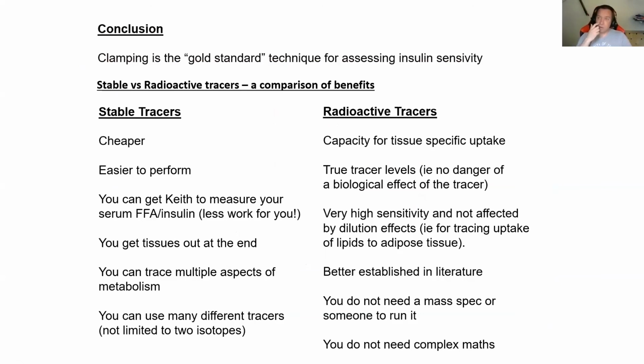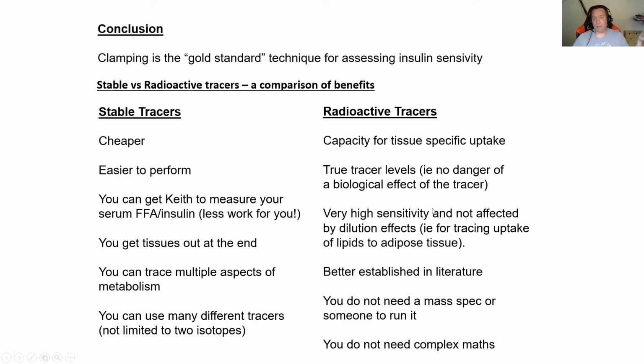I've not gone into too much detail, and I'm not going to do too much now, but the tracers that we've been talking about, you can either use stable tracers or you can use radioactive tracers. The main advantages of stable tracers is you don't need to use radiation, which reduces the paperwork. They're cheaper. You can get Keith Burling and CBAL or any other kind of biochemistry core to measure things like free fatty acids and insulin. If you're using radiation, you're going to have to do it yourself in a radioactive lab. The big one is you get tissues out at the end, which aren't radioactive, so you can do molecular analyses on them.